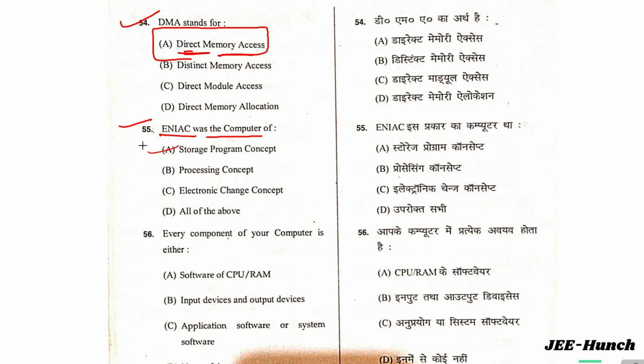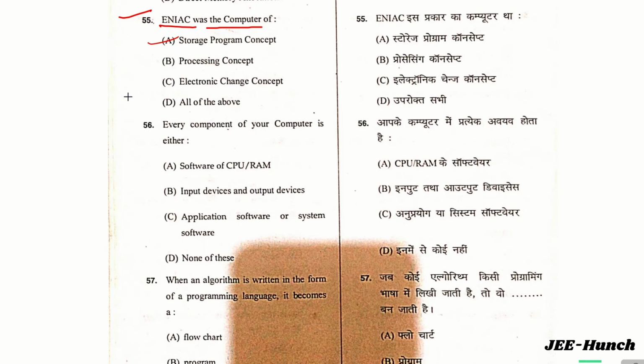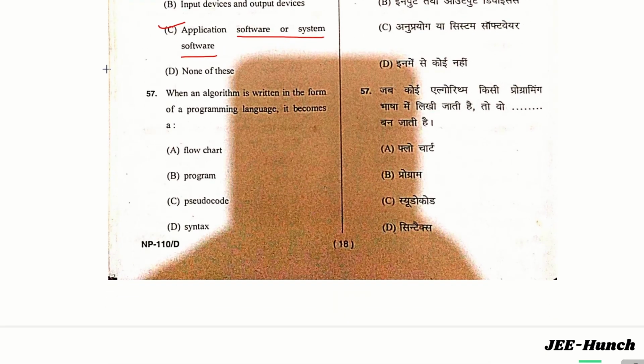Option number A. 56. Which component of computer is either application software or system software. Okay. 57. When an algorithm is written in the form of a programming language, it becomes basically pseudocode. Okay. When we write any algorithm in the programming language, that's called pseudocode.